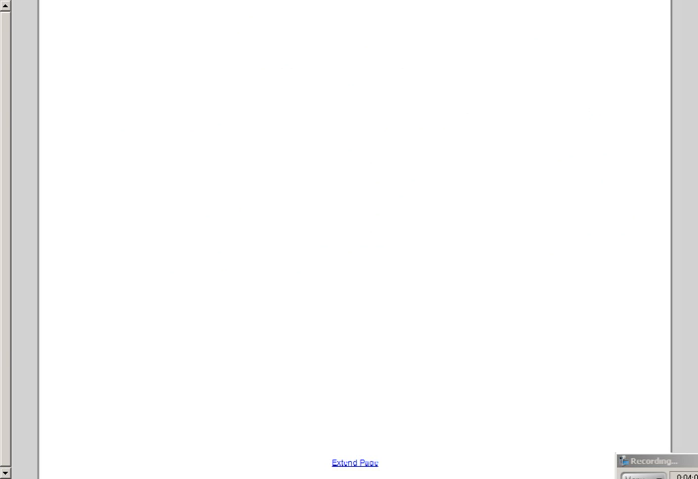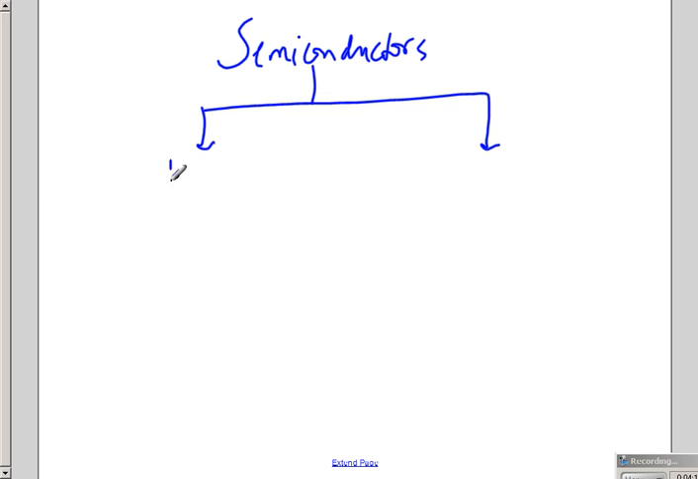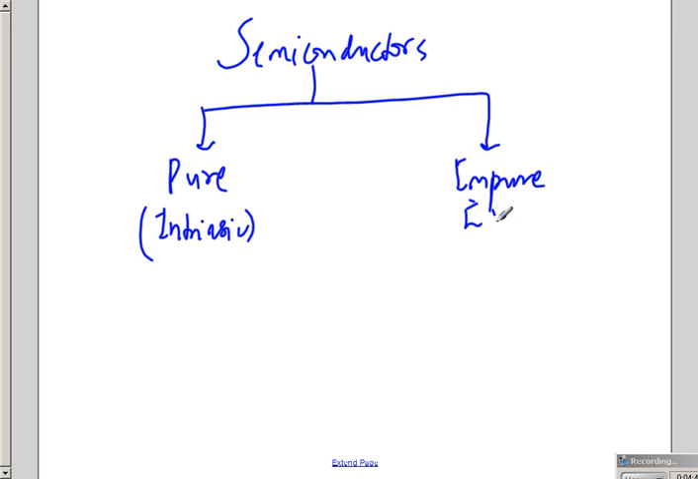Next, semiconductors are again of two types. One is called pure and the other is called impure. So what is pure? Pure means the number of holes and the number of electrons are equal. When the number of holes and electrons are equal, that is called a pure semiconductor. A pure semiconductor is called an intrinsic semiconductor, and an impure one is called an extrinsic semiconductor.